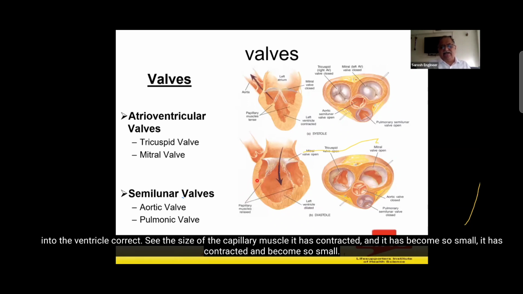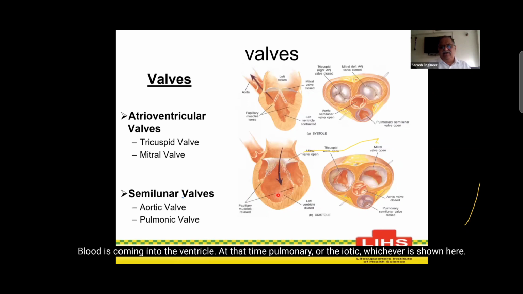See the size of the papillary muscle. It has contracted and it has become so small. Blood is coming into the ventricle. At that time, the pulmonary or the aortic, whichever is shown here, is closed.